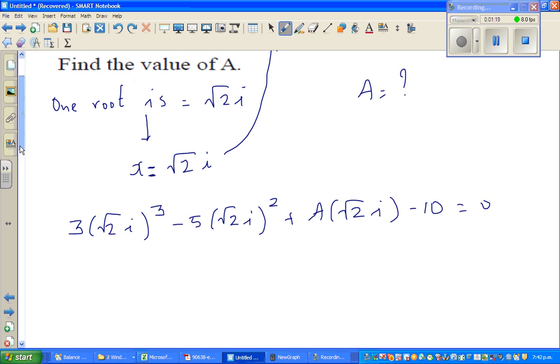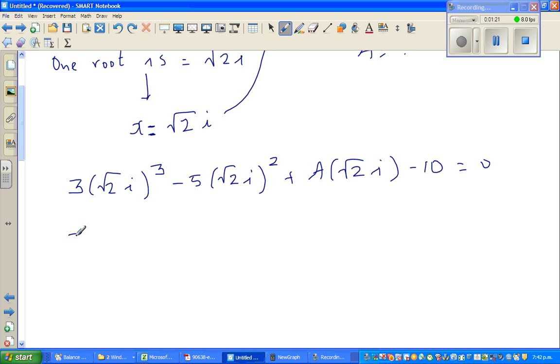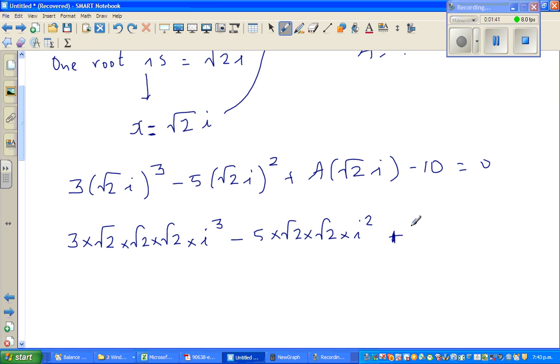Now this is a bit of algebra. This is 3 times root 2 times root 2 times root 2 times i cubed, minus 5 times root 2 times root 2 times i squared, plus a root 2i. You could have written it in any order, it doesn't matter.